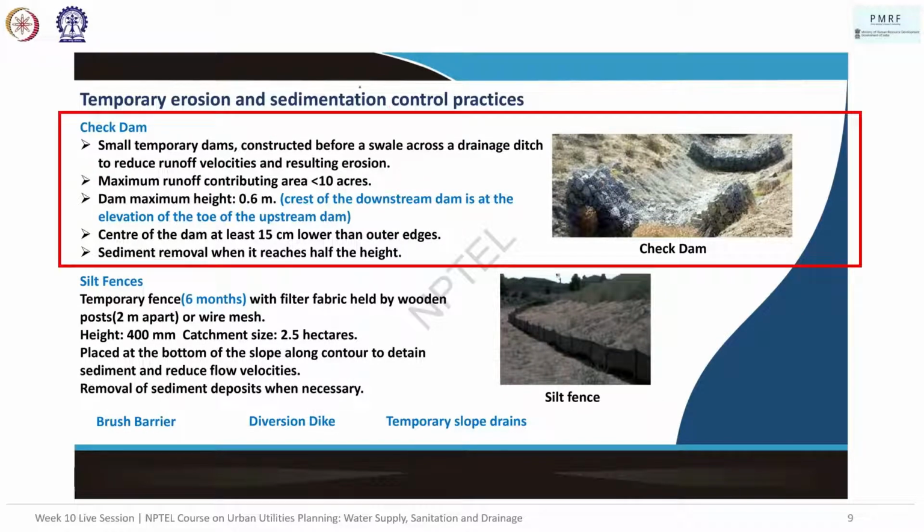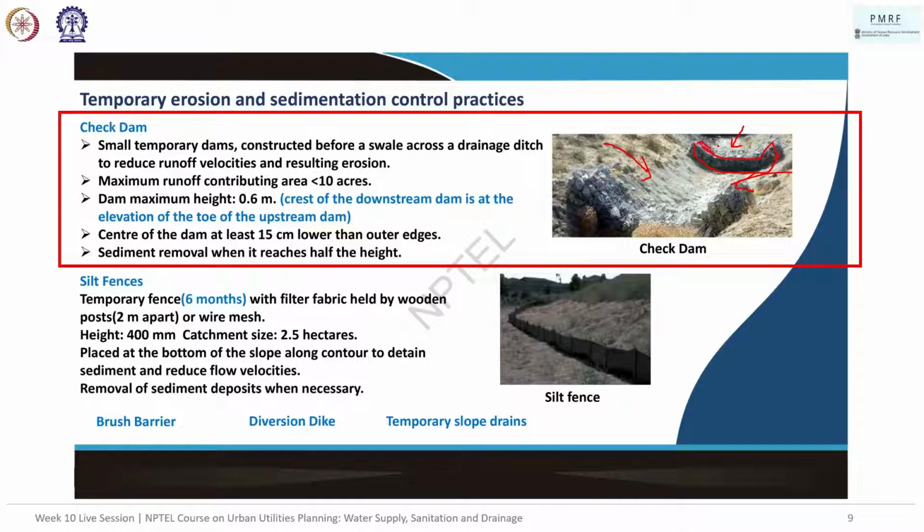And check dams are essentially small temporary dams constructed across a drainage ditch or swale to reduce the runoff velocities and resulting erosion. Usually, even when we have a swale, since all of the water is collecting in this area, we can expect the velocities to be quite high, right? But if we build a check dam, it will retain the water.